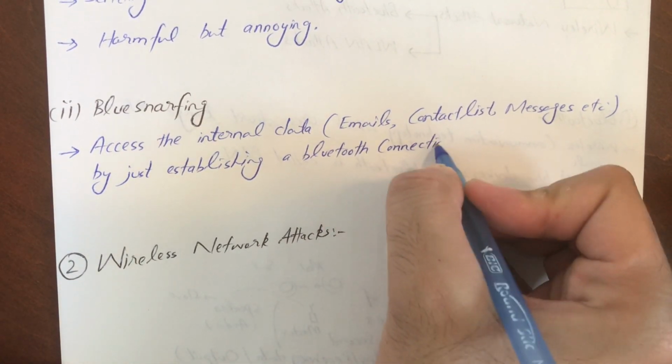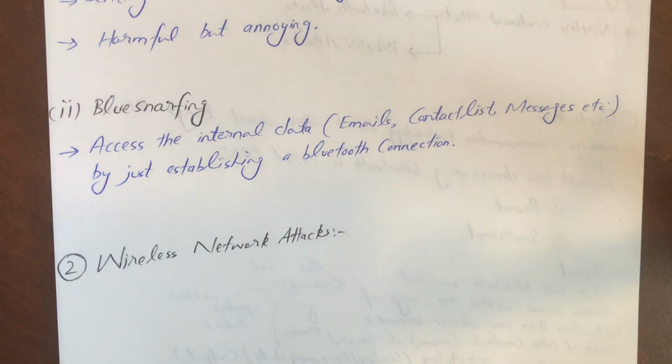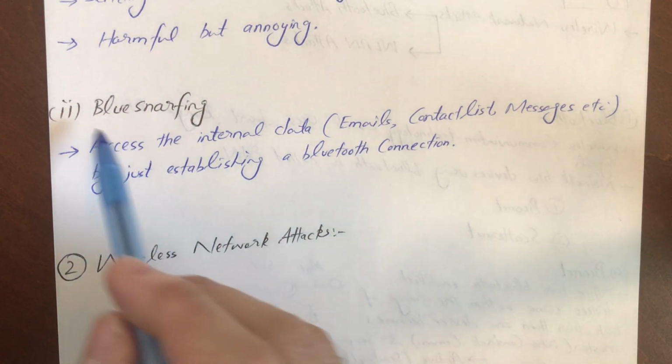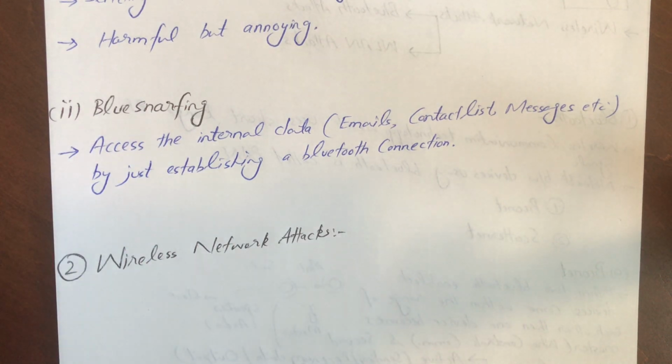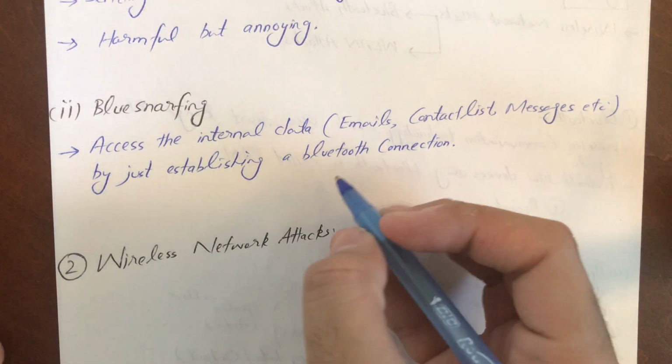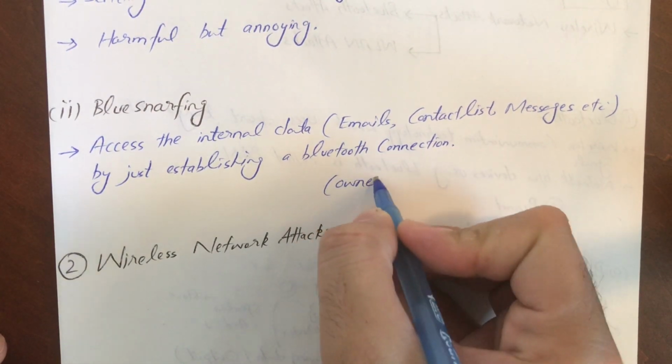So for example, if you are one of those people who don't turn off your Bluetooth, you are basically vulnerable to bluesnarfing. Because if you don't turn off your Bluetooth, attackers using a bluesnarfing tool can scan for nearby devices whose Bluetooth is on, then establish a connection with your cell phone, and copy all these things without the owner's knowledge.